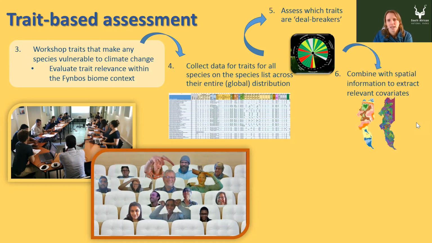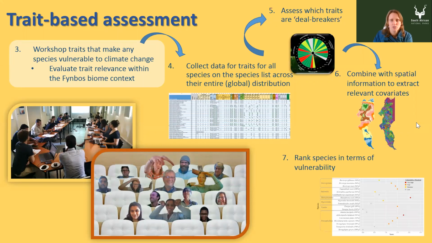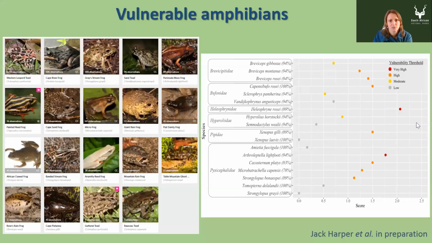What we still need to do is combine the trait assessment with the spatial layers that Jasper has been producing. Then you can rank your species in terms of relative vulnerability. This is still an ongoing process, as I mentioned, for plants. We have completed the process for reptiles and amphibians.